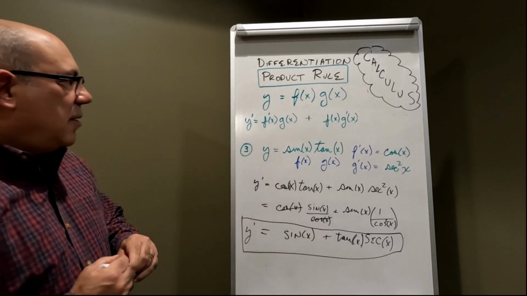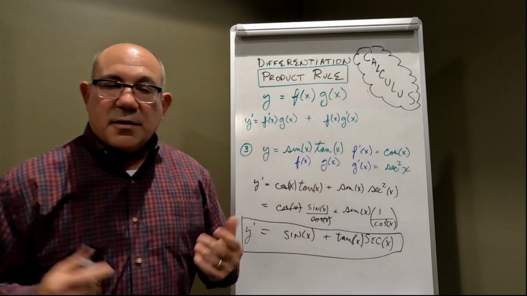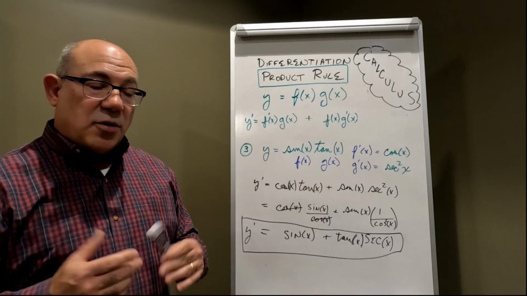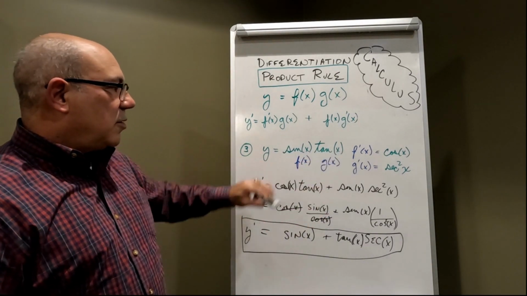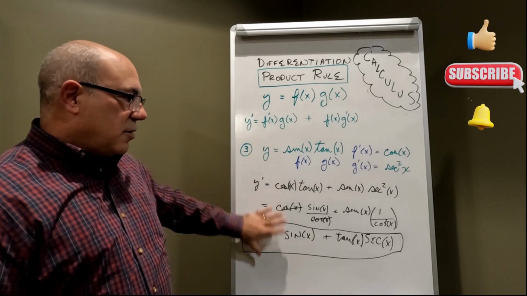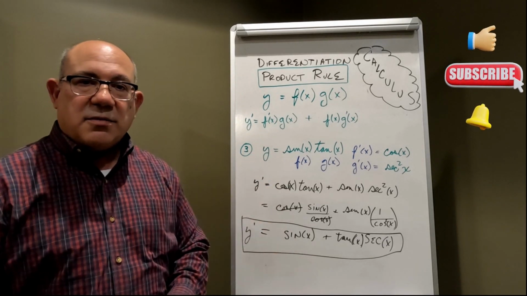So when you have complex functions like this one, trigonometric functions that are multiplied by each other, use the product rule to do a little simplification, and you get the derivative.